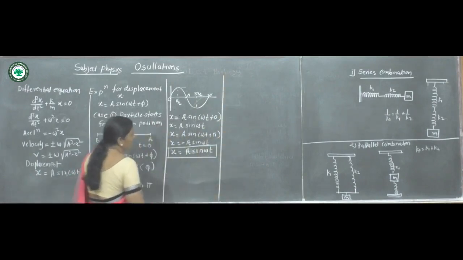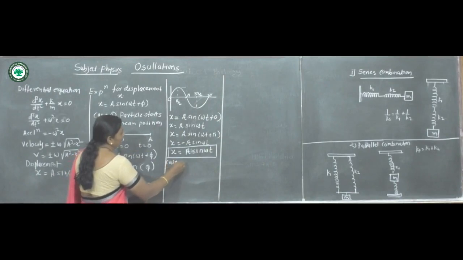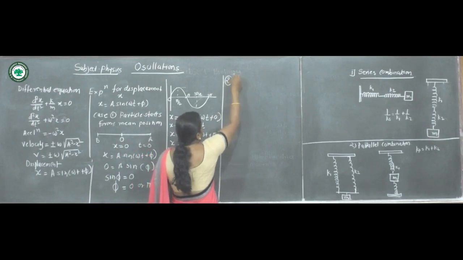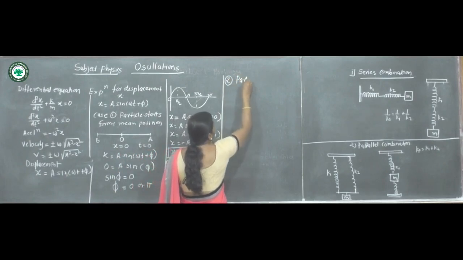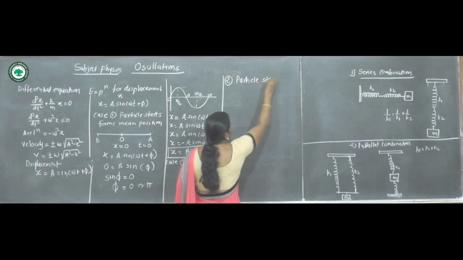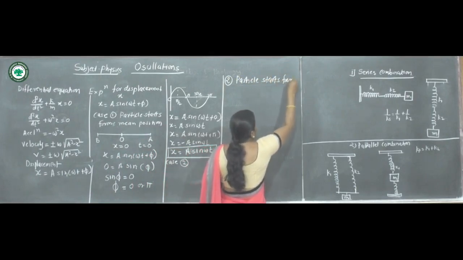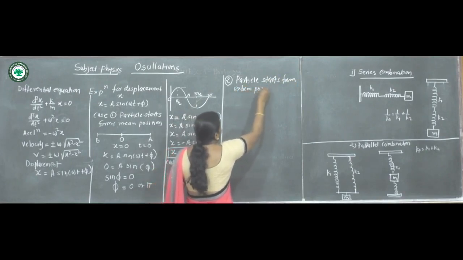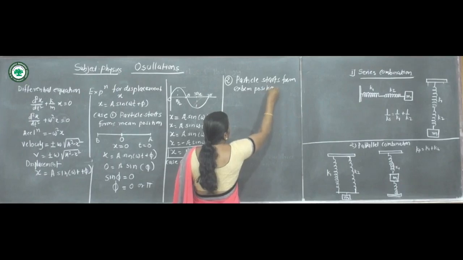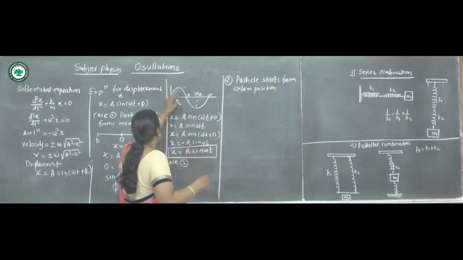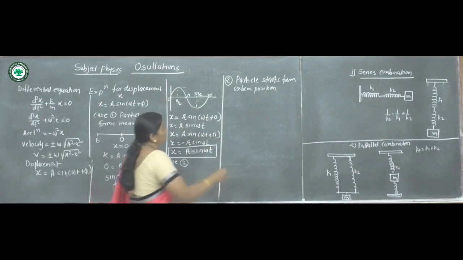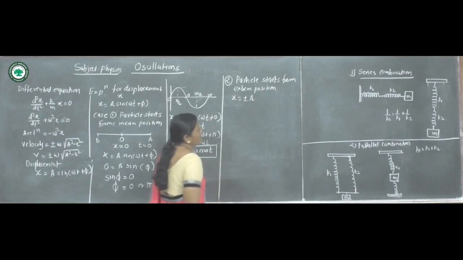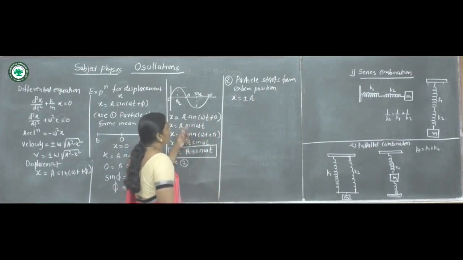In the second case, the particle starts from the extreme position. That is, here the particle is here, now the particle is here, that is we can say x is equal to plus or minus a. Then what is the value of displacement here?